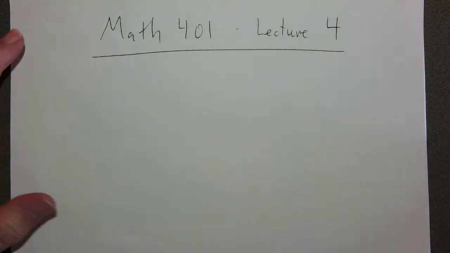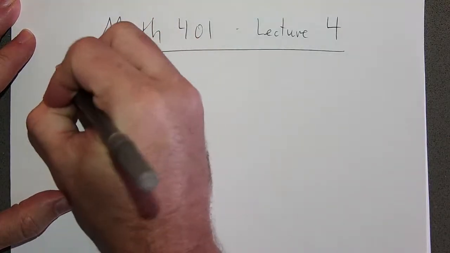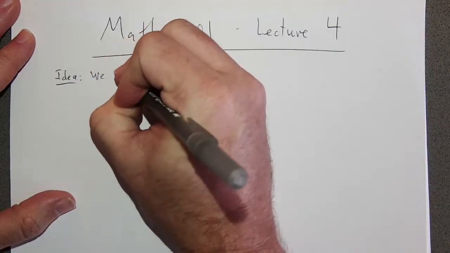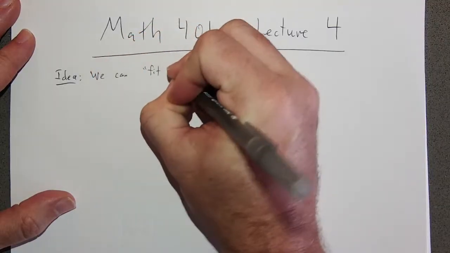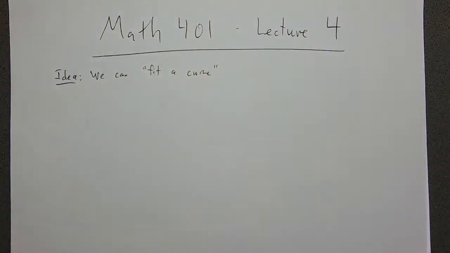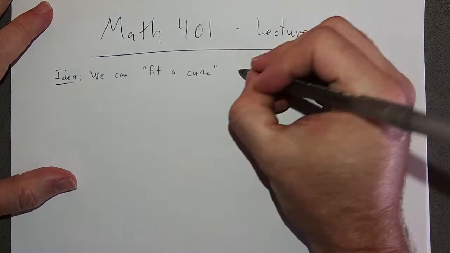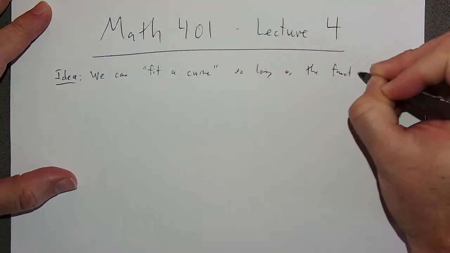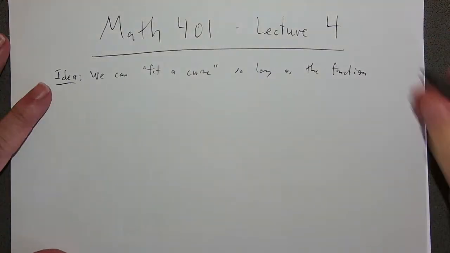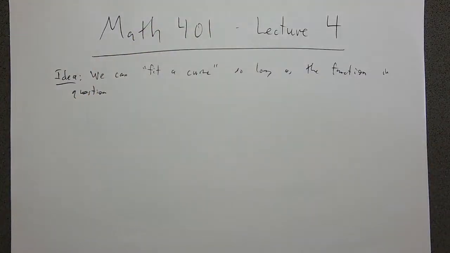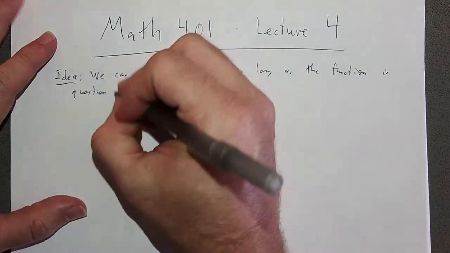So here's the idea. We can fit a curve so long as the function in question, so first of all it's going to be the graph of a function, as long as the function in question depends linearly on the unknown variables.